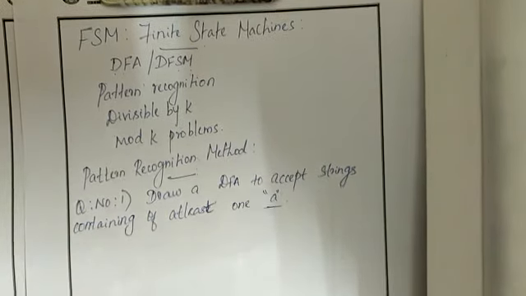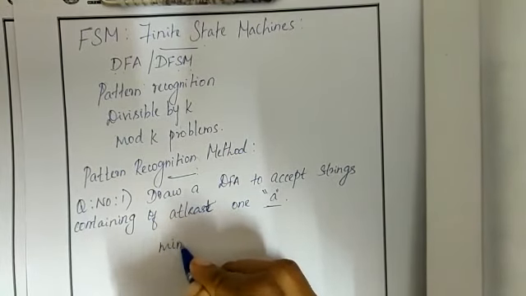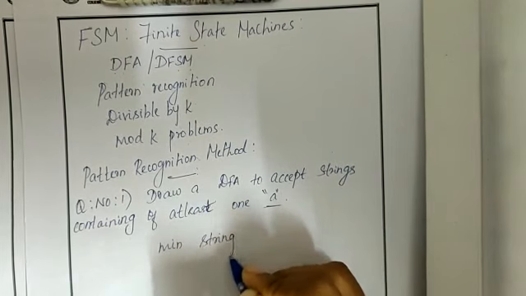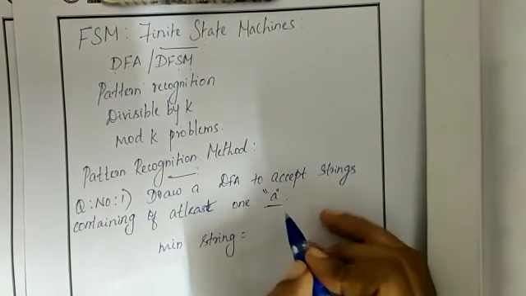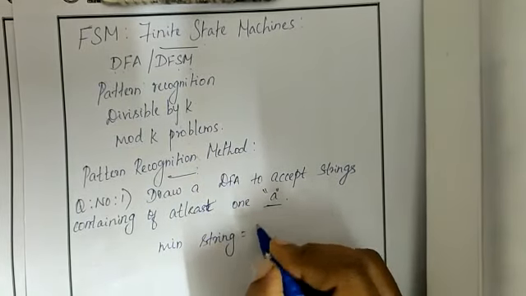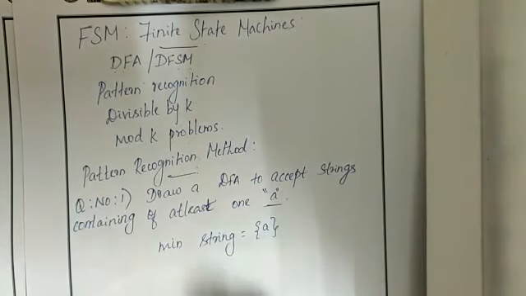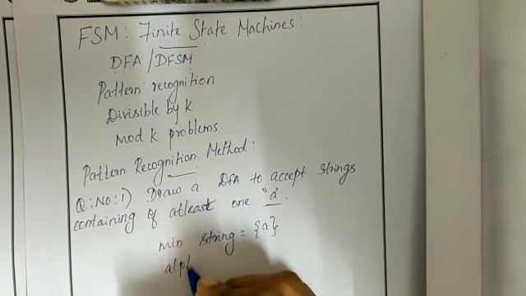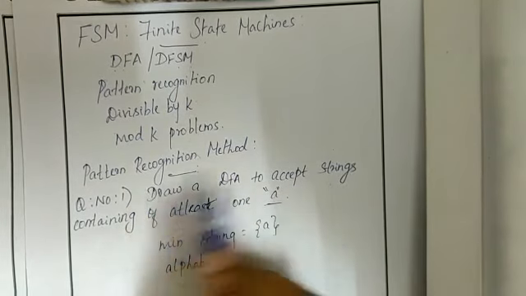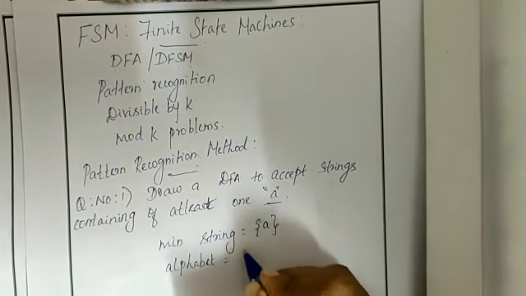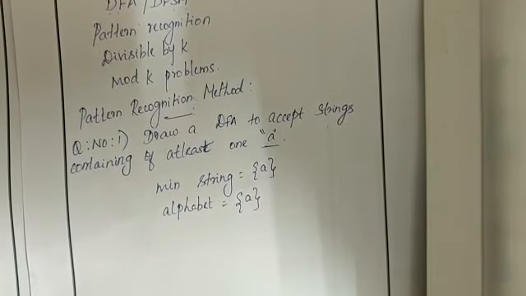When a pattern is there in the question, you write the pattern as your minimum string. Whatever pattern is given in the question, that is your minimum string. So here A is given, so I am going to write my minimum string as A. Then I have to write my alphabet. You can read the question: apart from A, I don't have any other symbols in my question. So my alphabet is also A for this question.